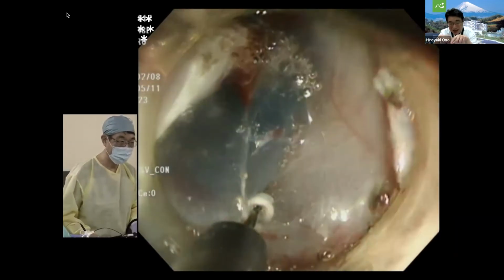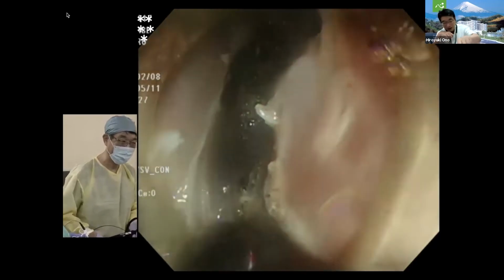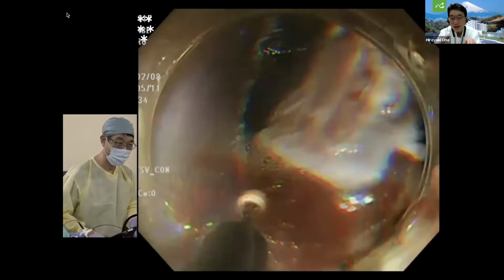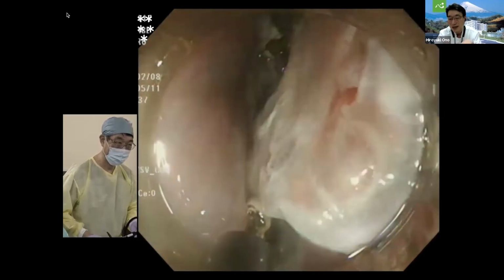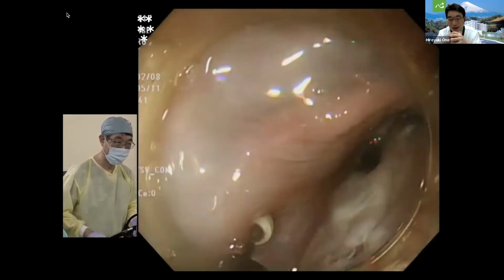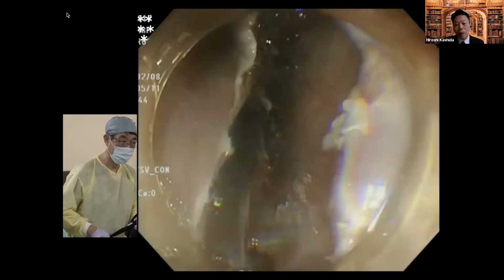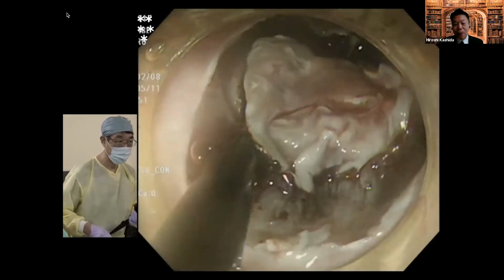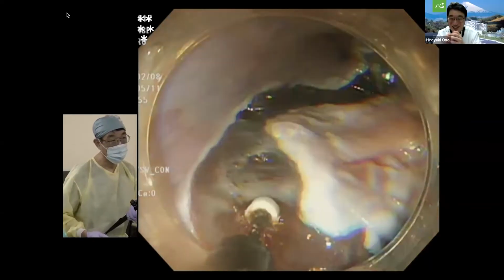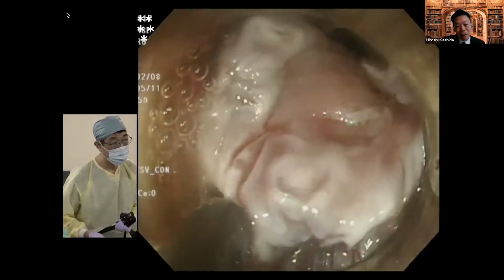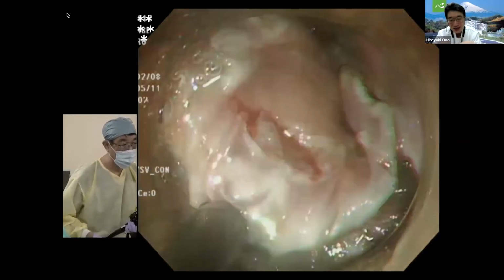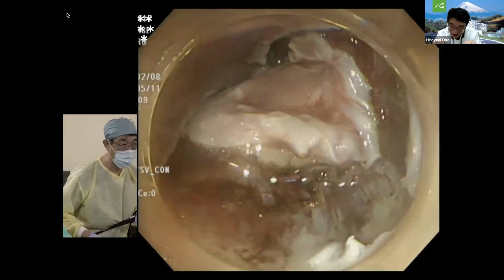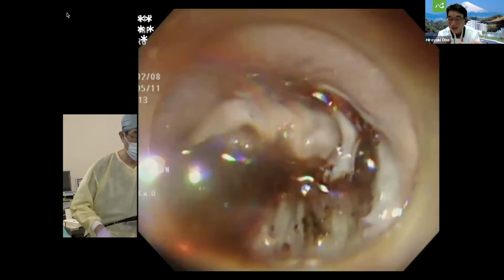So maybe the needle type knife is difficult for such a cutting procedure, because the needle type knife has no insulation tip. With the needle type, we should look at the submucosal layer directly, so it takes more time to dissect. So I think the IT knife ESD is a faster and safer technique.